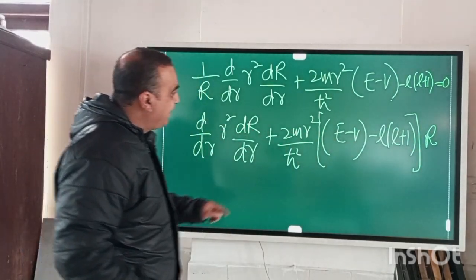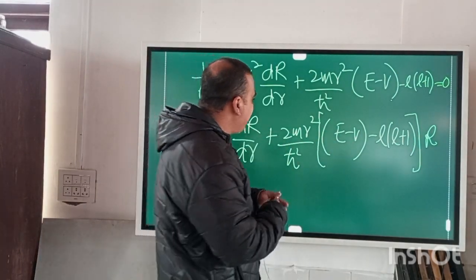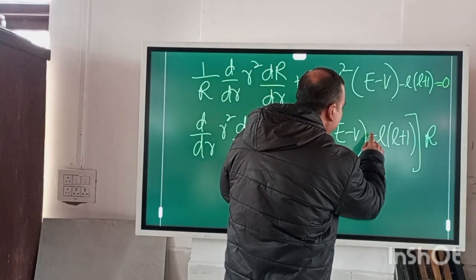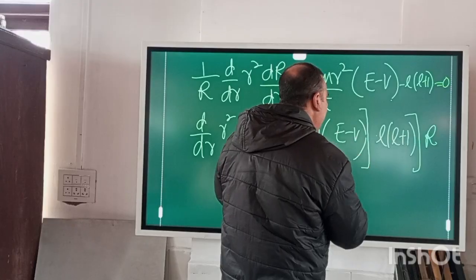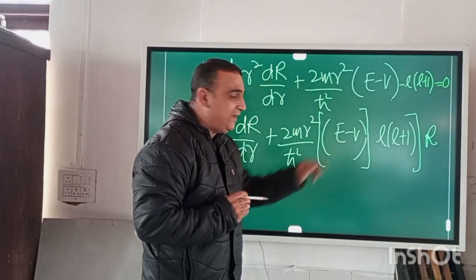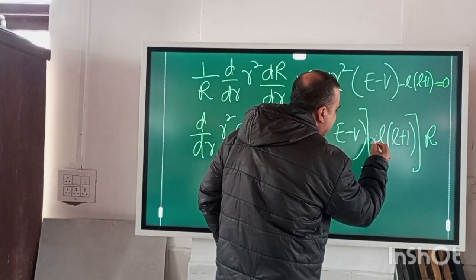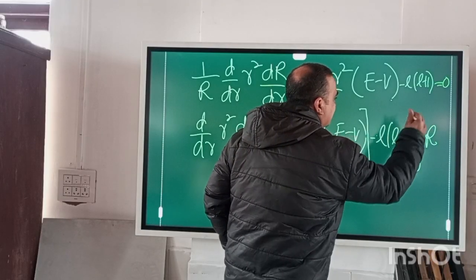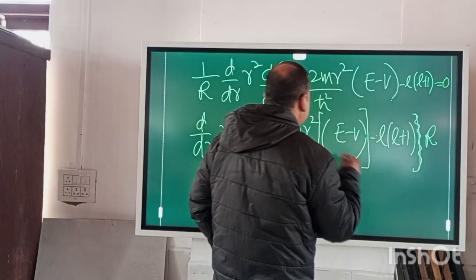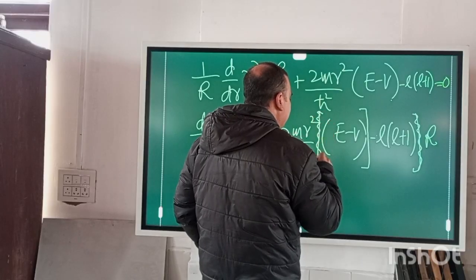Now you can see you have a differential equation in terms of capital R. Now see, there is another problem. I have committed a big mistake, and what's that? This 2m r square by h bar square is only for E minus V. So here it is minus, okay? So this may confuse you. So what should I do? I should use a curly bracket here.